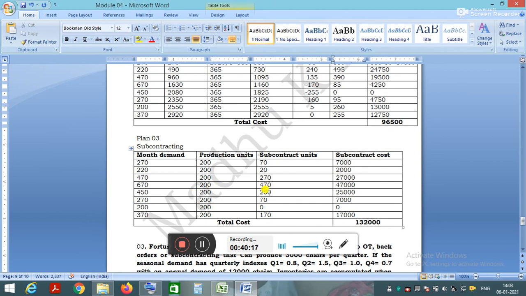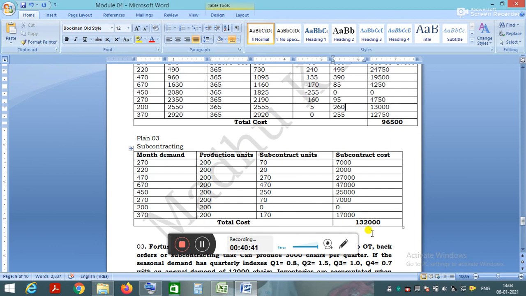In the problem, it is given that subcontracting costs 100 rupees per product. 70 into 100 is 7,000, 20 into 100 is 2,000, 270 into 100 is 27,000, then 47,000, 25,000, 7,000 and 17,000. If you add all the costs, it comes to around 1,32,000.